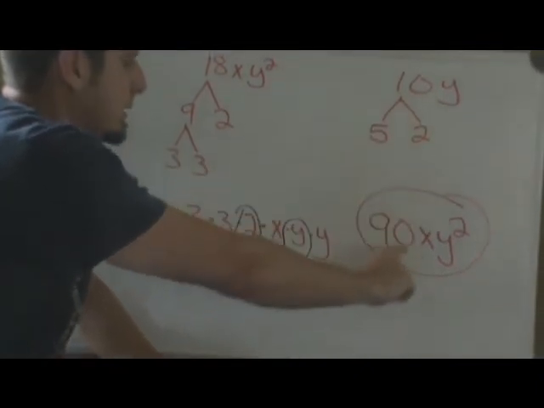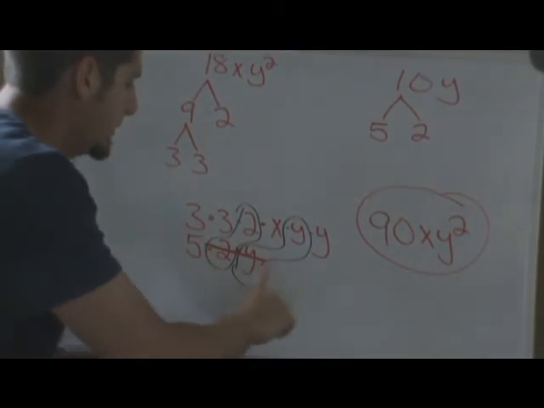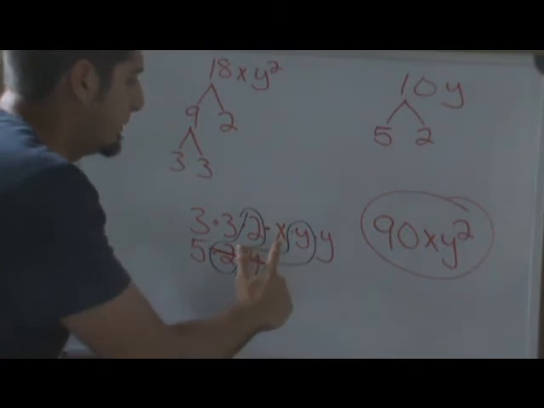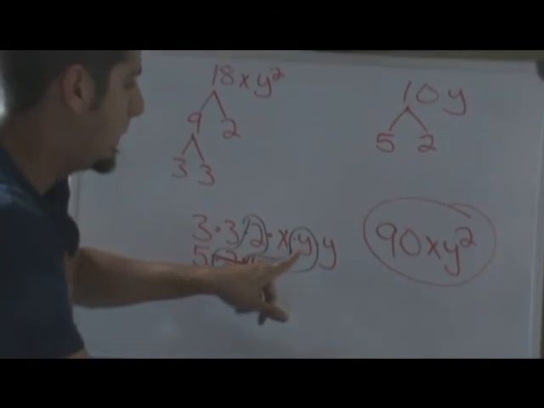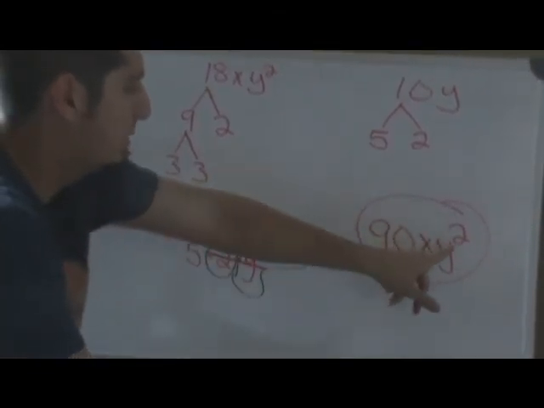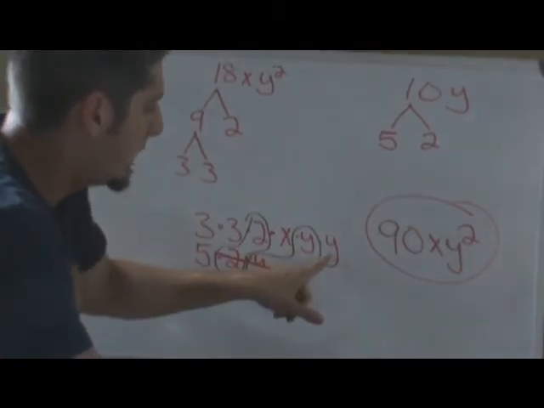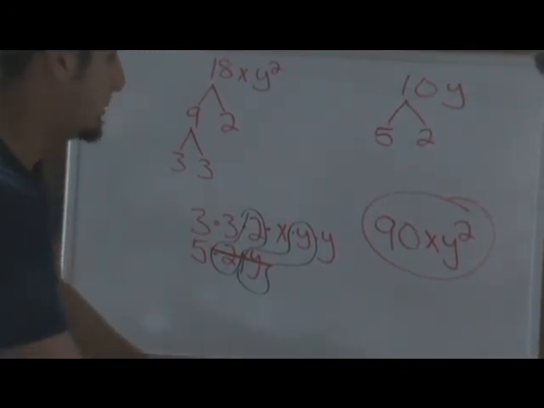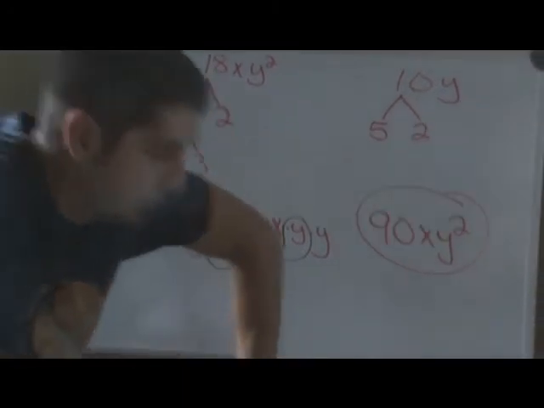And when you found the actual LCM, after you crossed out what they had in common and multiplied everything together, essentially you just ended up having to write in the variables that were left over. If you have two or more of the same variable, you typically put the exponent. So if you have a y and a y, so if you have two y's, you write y squared. And that's all there is to LCM of monomials.